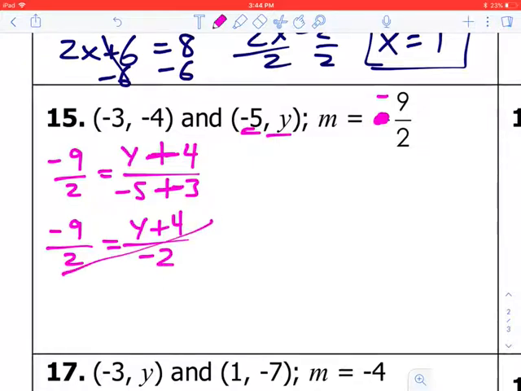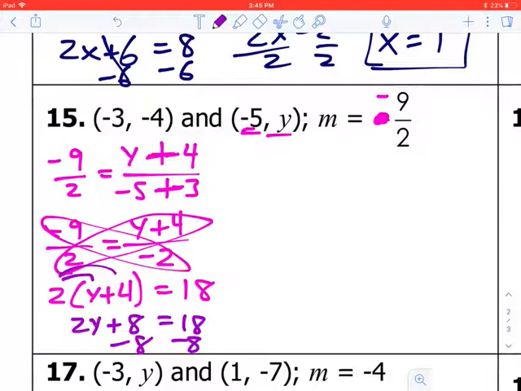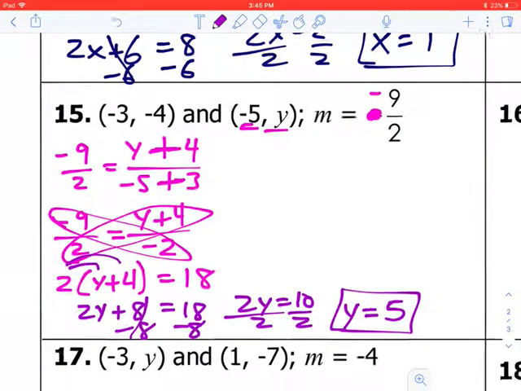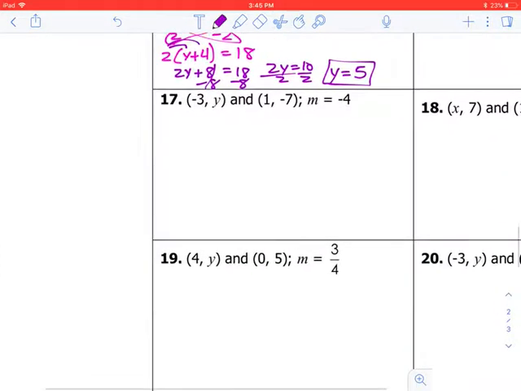And now we can cross multiply once again. So 2 times y plus 4 equals negative times negative is positive 18. And so we're good to go ahead and distribute: 2y plus 8 equals 18. And now let's finish it out. So 2y equals 10. Divide by 2, I get y equals 5. And there we are. Okay? So it's just a matter of setting it up. m equals y minus y over x minus x. Plug everything in.